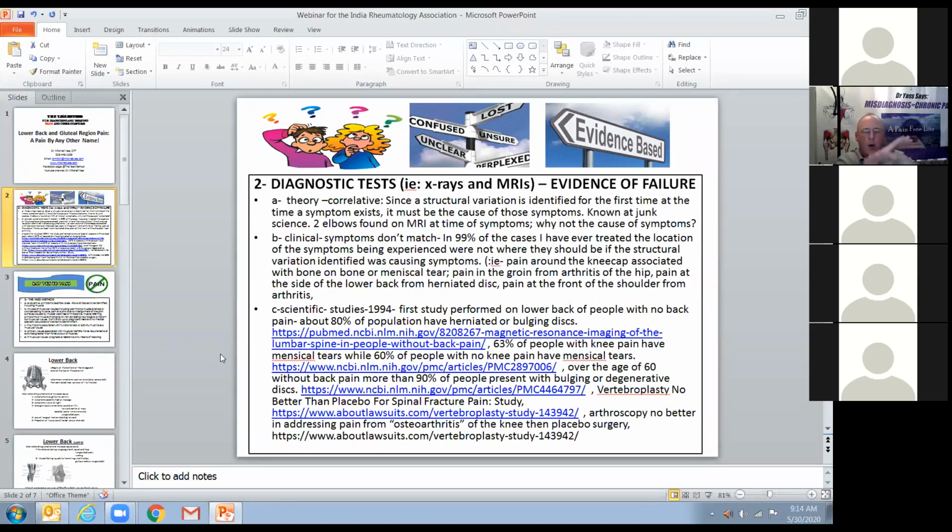There was zero difference whether you got the actual cement or the placebo surgery. That should make it clear that clearly the compression fracture could not have been the cause of the symptoms. So this is trying to show that in all three cases, theoretical, clinical, and scientific, there is basically no reason to accept the idea that the MRI is identifying the actual cause of symptoms.